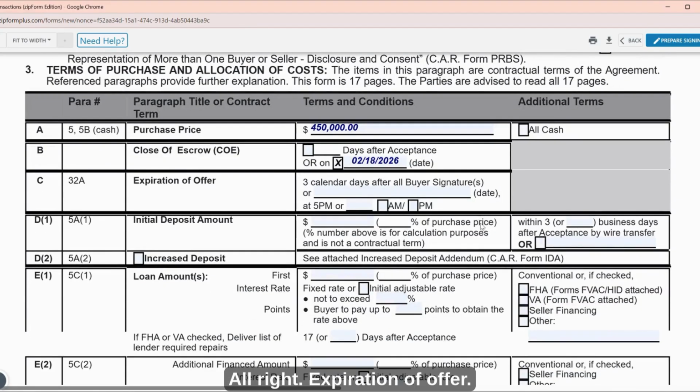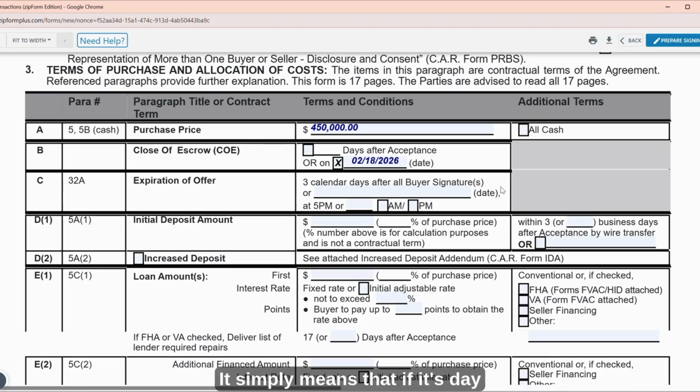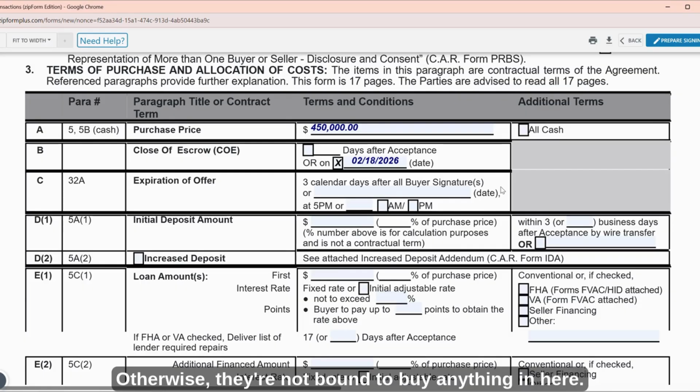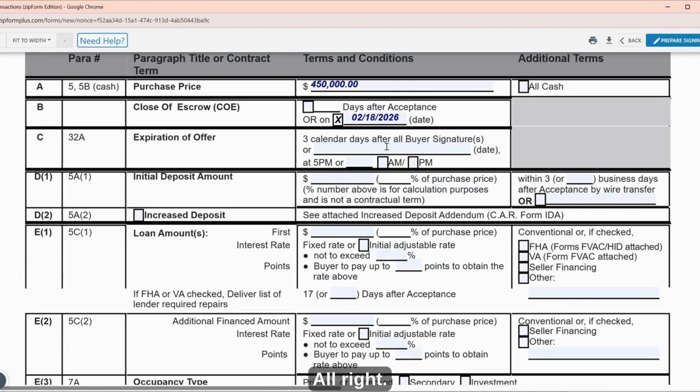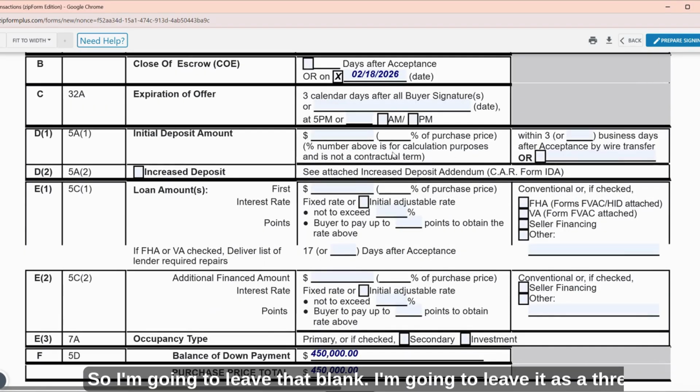All right, expiration of offer. The default language, if you don't put anything in here, is that this offer expires in 3 days. Well, what does that mean? It simply means that if it's day 4, day 5, and the seller does decide to accept this offer beyond that, the buyer now has to confirm and acknowledge that the seller has accepted their offer and the buyer still wants to move forward with it. Otherwise, they're not bound by anything in here. All right. So I'm going to leave that blank. I'm going to leave it as a 3-day offer.